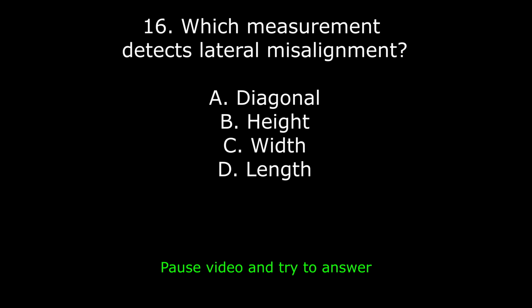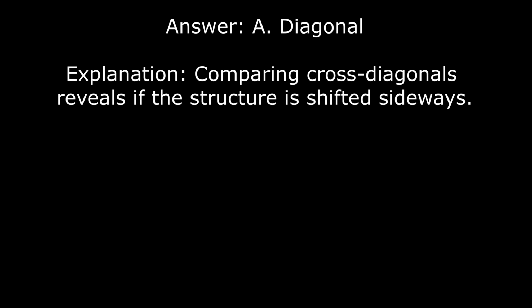16. Which measurement detects lateral misalignment? A. Diagonal. B. Height. C. Width. D. Length. Answer: A. Diagonal. Explanation: comparing cross diagonals reveals if the structure is shifted sideways.